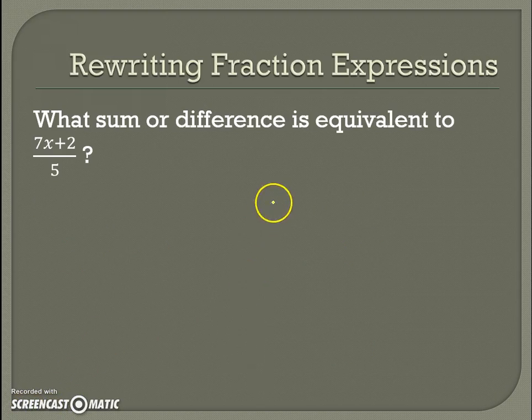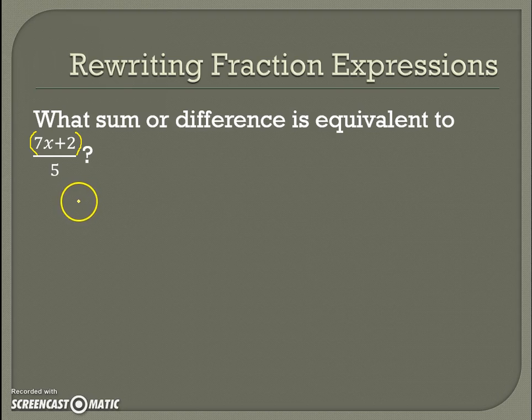All right, here, rewriting fraction expressions says: what sum or difference is equivalent to this? First thing that you need to remember, and this is from our order of operations section, is that anytime you have a fraction bar, whatever's on the top in the numerator or whatever's in the bottom can be considered to be inside parentheses. So this 7x plus 2 is inside parentheses. The other thing that you have to think about is, well, I'm dividing by 5. What am I going to do about that?